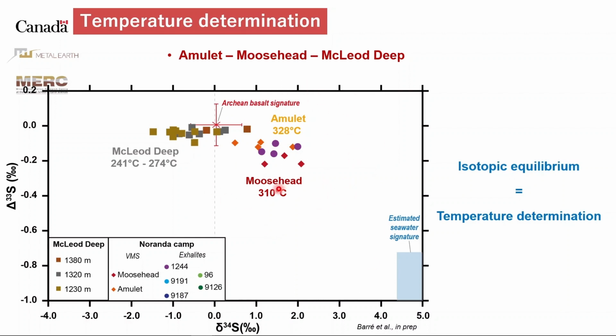Just a quick thing about the temperature determination. With multiple sulfur isotopes, what is interesting is that we can determine if a mineral pair, basically pyrite and pyrrhotite, is at isotopic equilibrium, and if so, you can determine the temperature of precipitation of these sulfides. From all these pairs we analyzed, there were just 4 pairs at isotopic equilibrium, so we can determine the temperature of precipitation. In Noranda, in Amulet and Mouzet, it's a bit more than 300 degrees C, and around 250 degrees C in McLeod Deep.